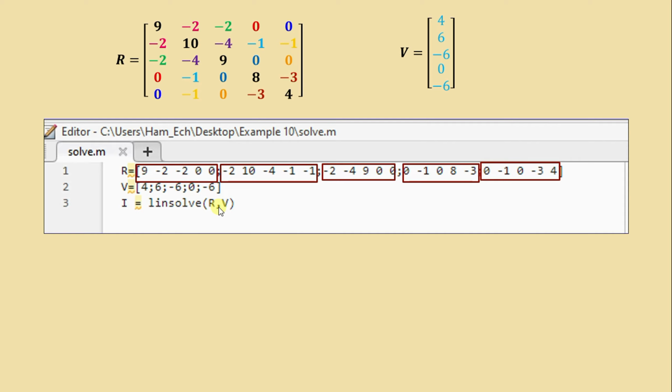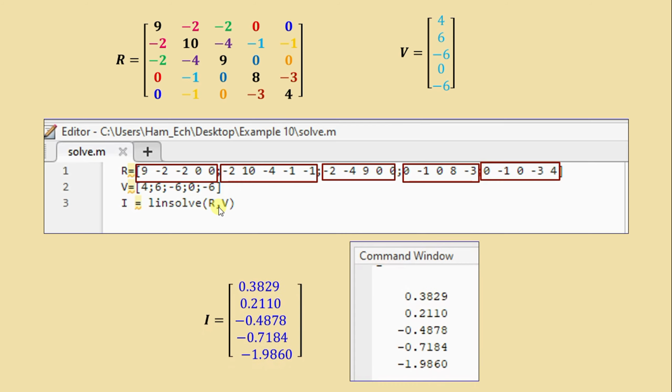After we run this program, we obtain the values of the mesh currents. We have I1 equal to 382.9 milliamps, I2 equal to 211 milliamps, I3 equal to negative 487.8 milliamps, I4 equal to 718.4 milliamps, and I5 equal to negative 1.98 amps.